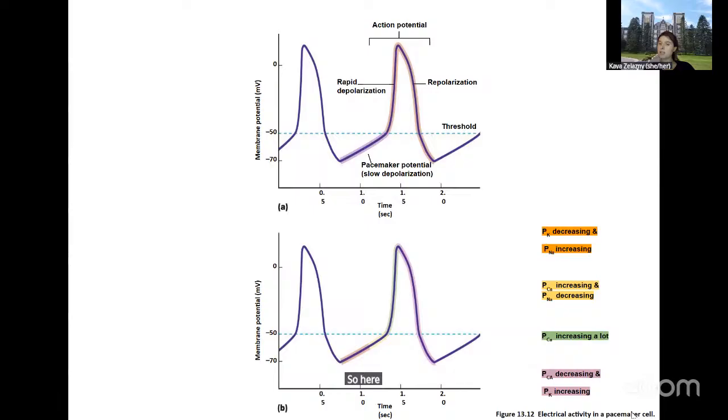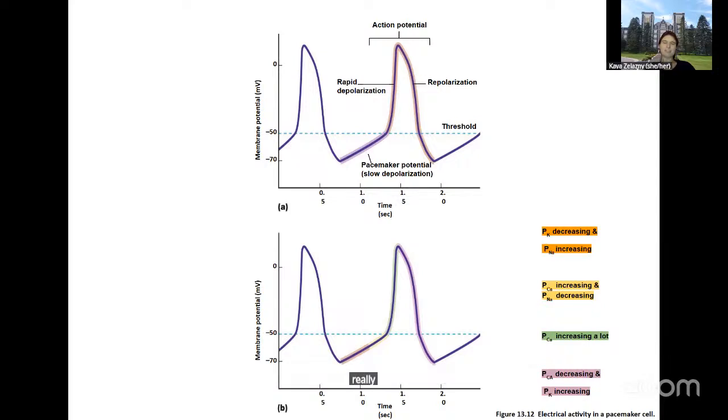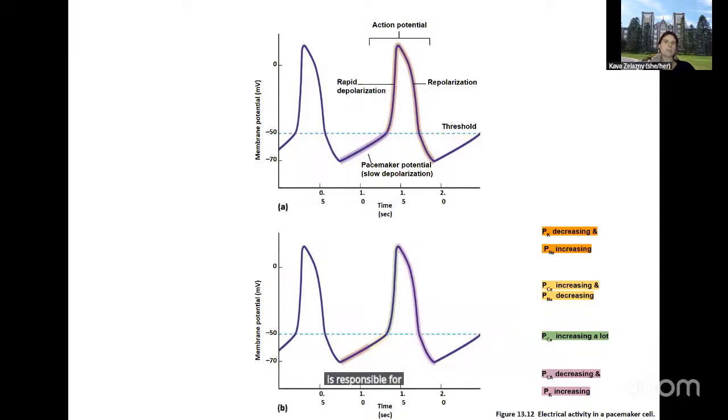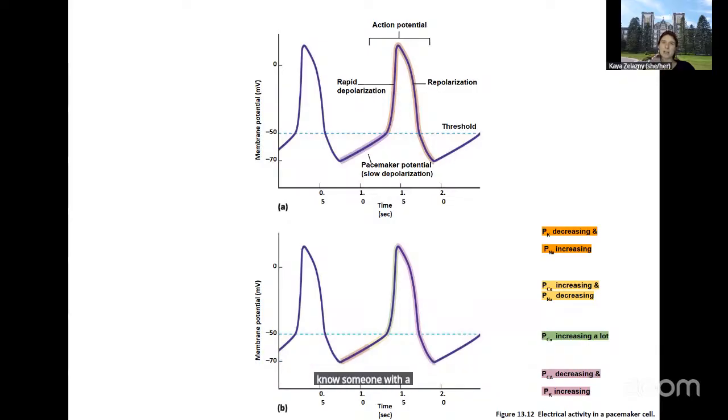So here specifically, we're talking about the pacemaker cells. So we're thinking SA node, we're thinking AV node. Okay. So that should tell you, the SA node, the sinoatrial node, is the one that is most important, right? Because that's the one that under normal conditions is responsible for your heartbeat because it's the fastest one, right? So it overrides all the others. That's why, if you know someone with a pacemaker, that's where the pacemaker goes, where the SA node should be functioning.